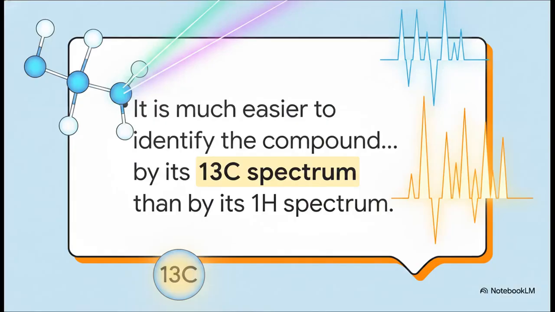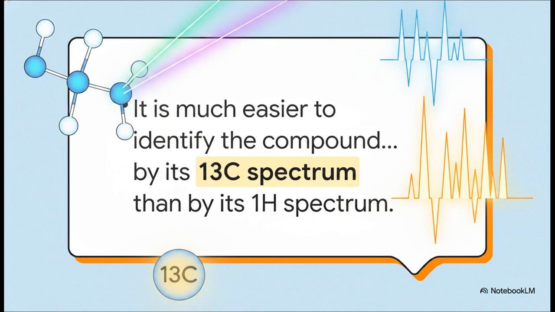This all points to a fundamental truth in analytical chemistry. While proton NMR is fantastic for giving us the fine details about hydrogens, carbon-13 NMR hands us the most direct, unambiguous blueprint of the molecule's core framework. And because we usually decouple the protons to strip away those messy splitting patterns, every single unique carbon gives us exactly one crisp, clean peak.